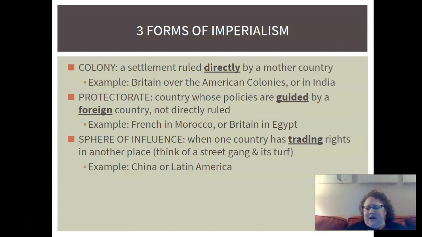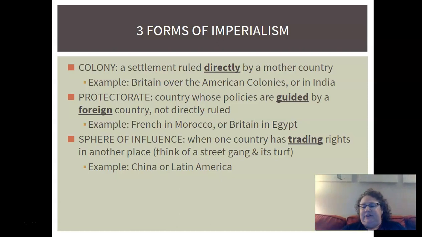Probably what we often think of when we think of imperialism. A colony was directly ruled by one country over another. So like when we were the 13 colonies, the British totally ruled over us. For this time period, India is a great example. The British ruled directly over India.